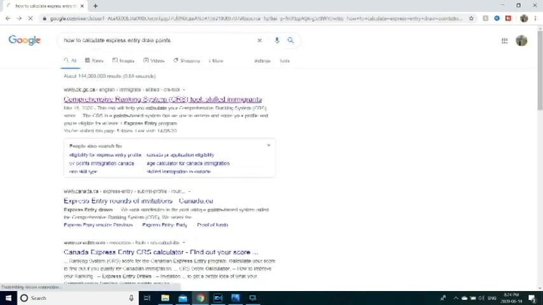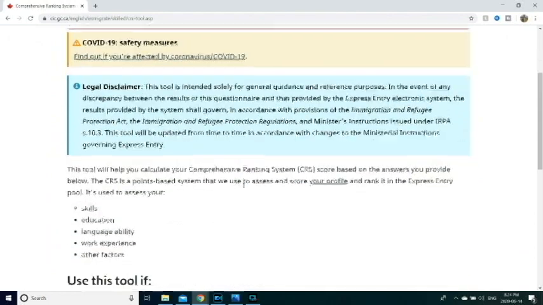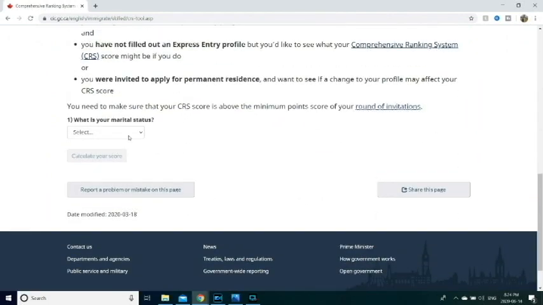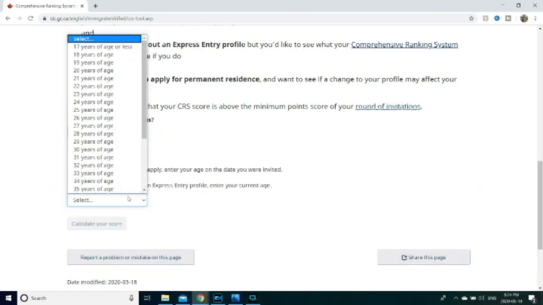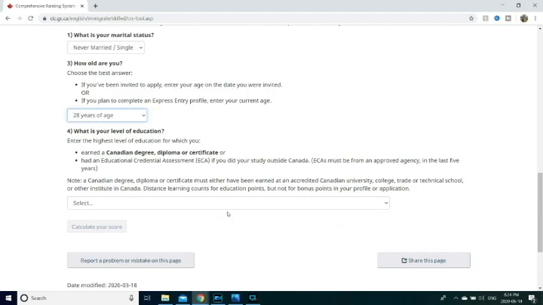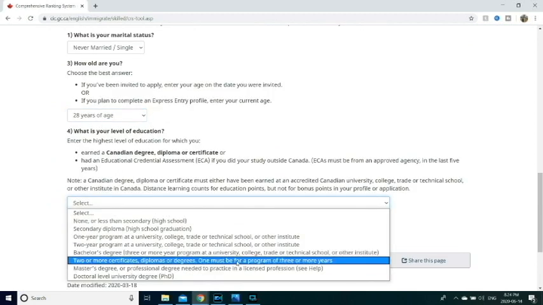You are single, you have a master's, and you want to come to Canada. So marital status is never married. How old are you? Let's say you are 28 years old. Then again, you have a master's.